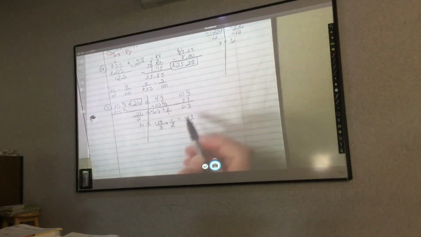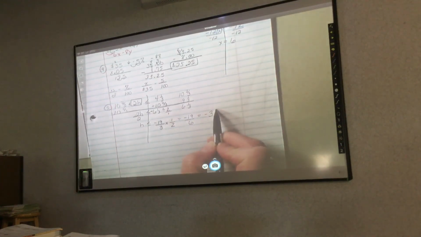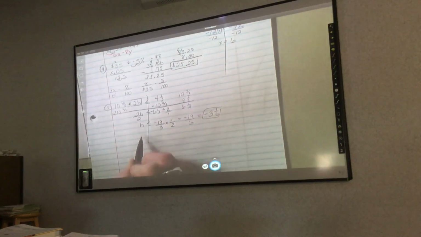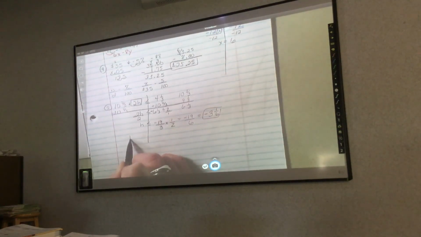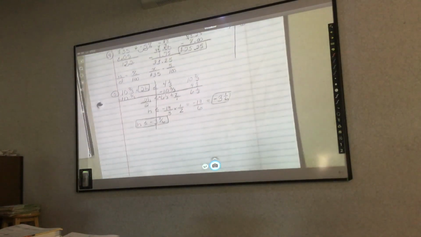Now 6 goes into 19 3 times, because 6 times 3 is 18, so 19 minus 18 is 1, over 6. So I've got a negative 3 and 1/6. So I have to really rewrite the whole thing. H is less than or equal to a negative 3 and 1/6. There is your final answer. How many of you got number 5 correct? Okay, I should start seeing more hands on that.